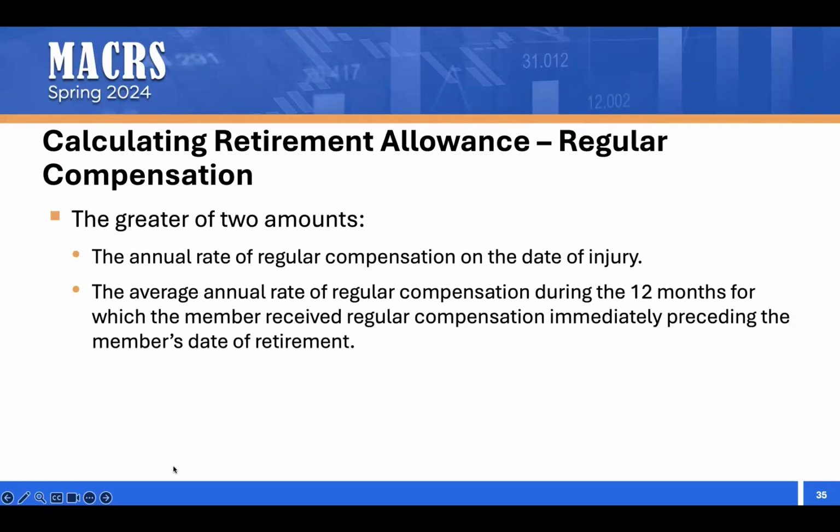So as Scott just pointed out, there are 2 compensation figures to use. The first is the annual rate on the date of injury. The second is the average annual rate of regular compensation for the last 12 months the member received regular compensation immediately preceding the date of retirement.